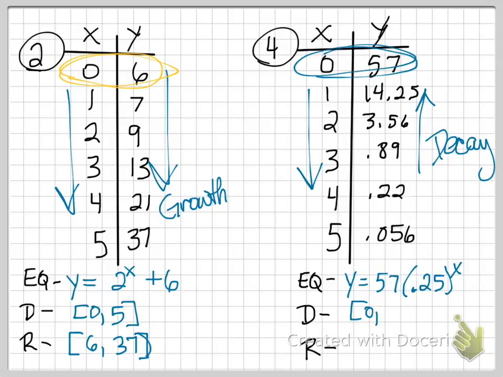My domain is still from 0 to 5, and my range is what? Small number first, 0.056 to 57. Don't get them backwards.